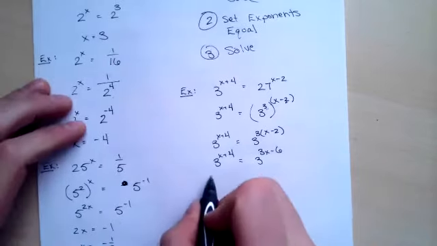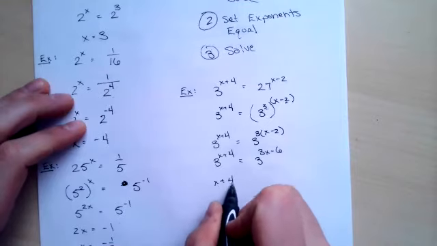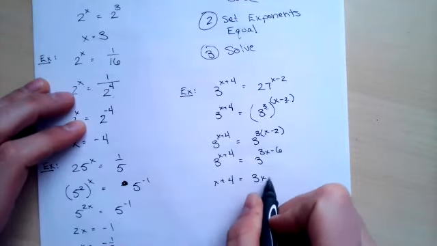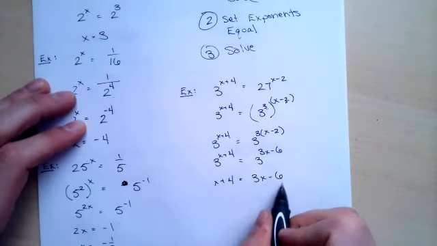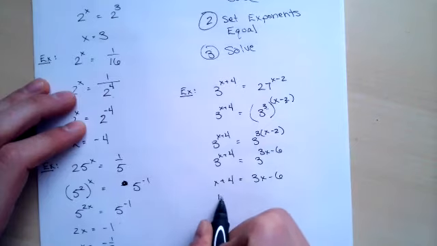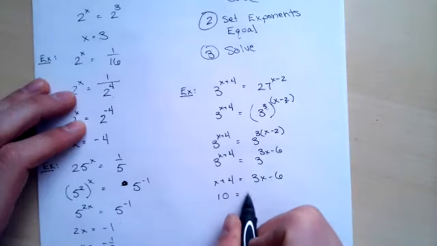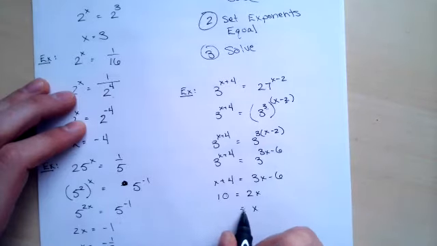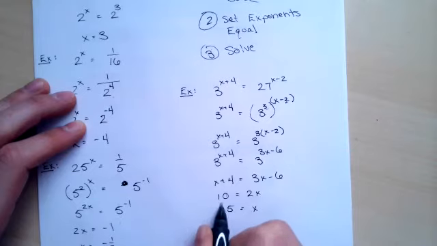Bases are the same. We'll set the exponents equal now. And we just got a linear equation, so we'll solve. I'll add 6 to the left, subtract the x from the right, and we get x equals 5.